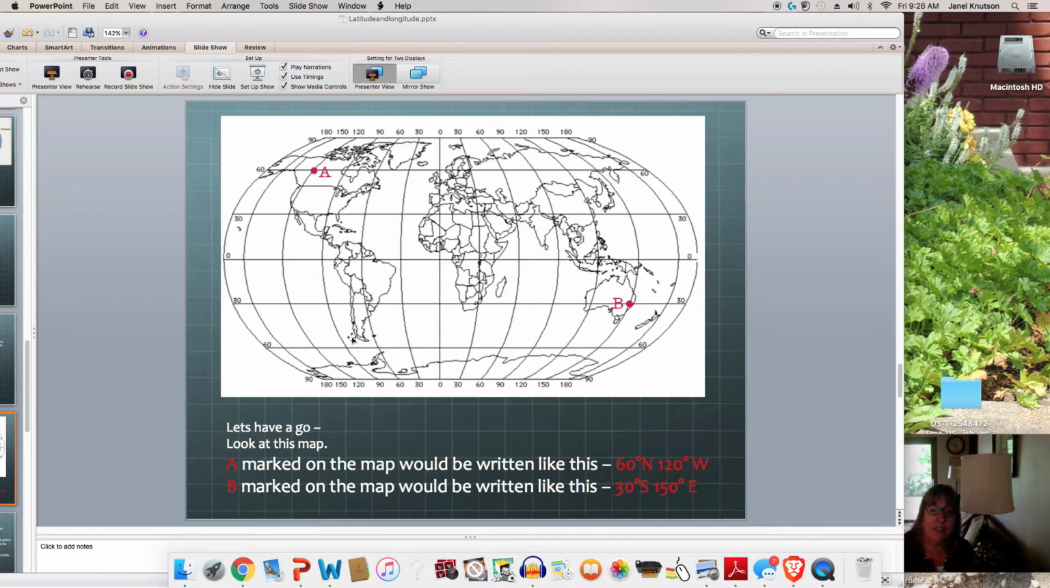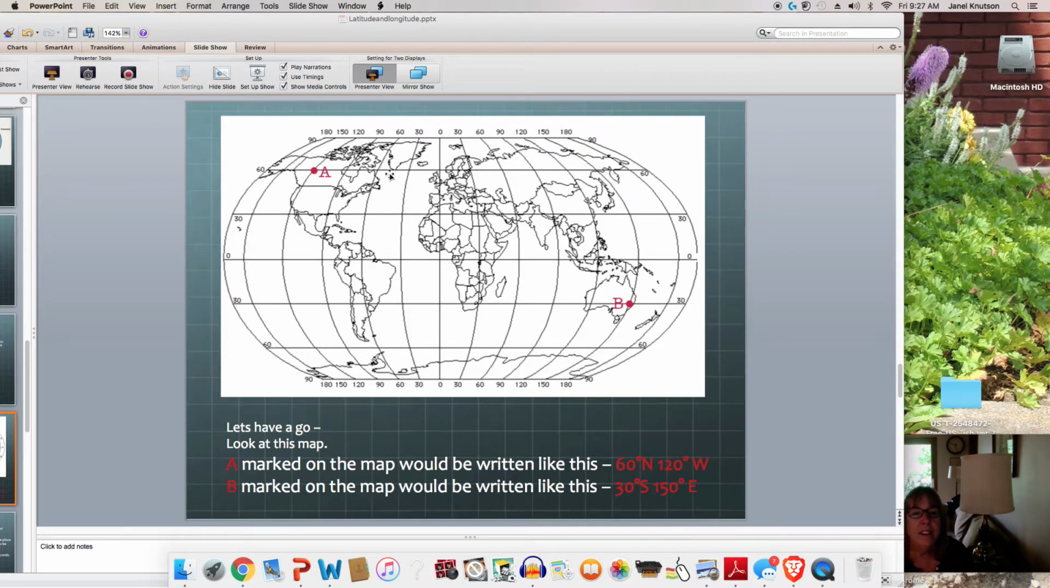So let's have a go at this. Look at this map. A, marked on the map right here, would be written like this: 60 degrees north, 120 west. Well, let's see why. Okay, here we are at the equator, and this is 30, 60 degrees north. This whole line is 60 degrees north, and A lands on this line. So in finding the latitude of this place, A, it's at 60 degrees north.